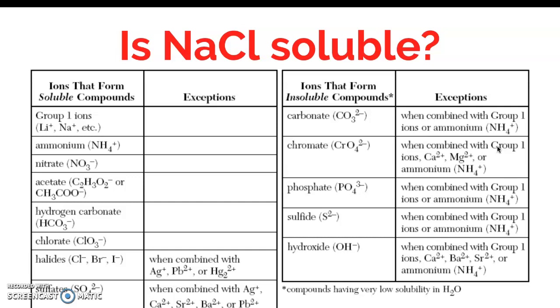So the first question, is NaCl soluble? So Na, we're going to look for it on this list. It is a group 1 ion and there are no exceptions. Na is always going to be soluble. But just to make sure, we're going to look for Cl as well. Halides Cl, Br, and I are all soluble. However, when combined with silver, lead, or mercury, it is insoluble. However, Na is not any of these elements, so I know NaCl is going to be soluble.